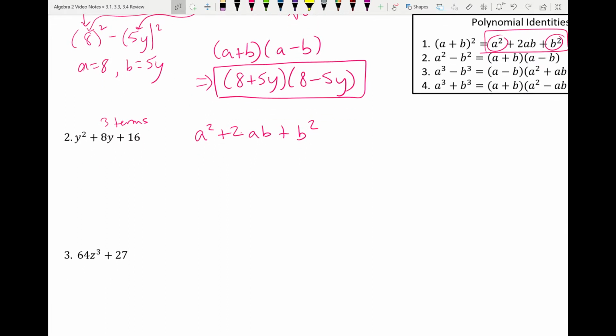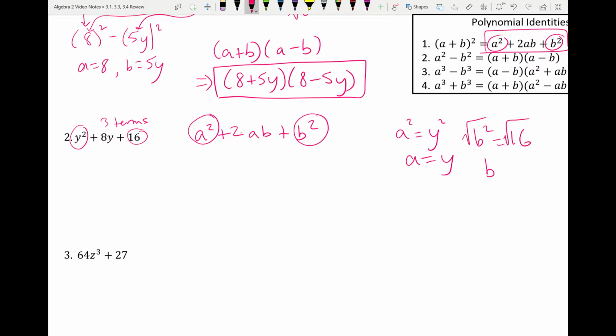So for this, how do we identify a and b? Well, if you look closely, b squared has to be 16 and a squared has to be y squared, right? So a squared has to equal y squared. Well, if a squared is equal to y squared, that means that a is equal to y. And if b squared is equal to 16, well, what does b have to be? Well, you have to take the square root of both sides, right? So the square root of 16 is 4. So 4 squared is going to give you 16. So now we know a and b.